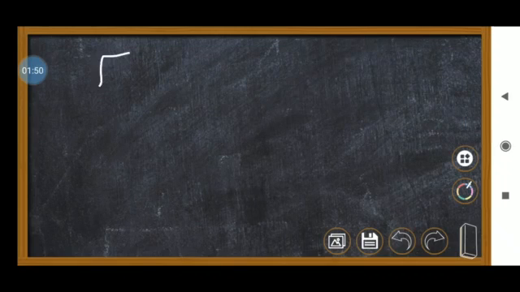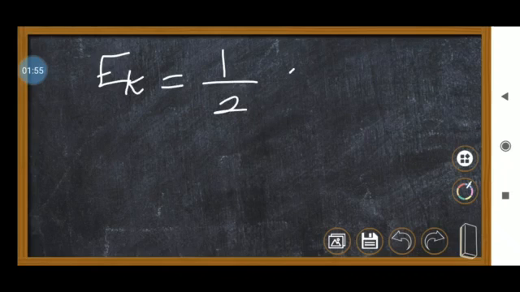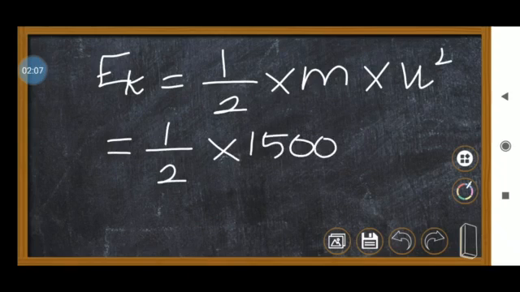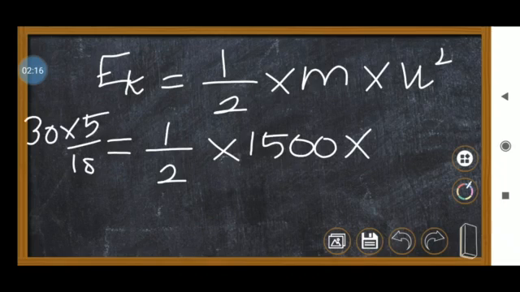The first one, kinetic energy. The kinetic energy formula is half into m into v square, and for the first case u square. So first we take 1 by 2, mass 1500 they gave, and u square. See here, they gave 30 kilometer per hour, so we have to convert the speed into meters per second.